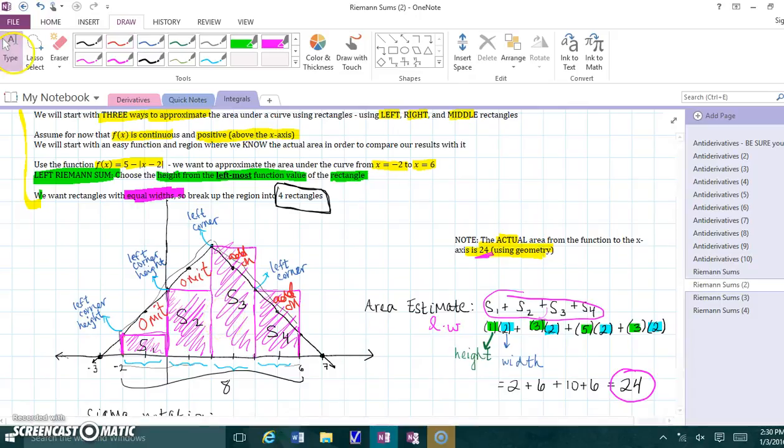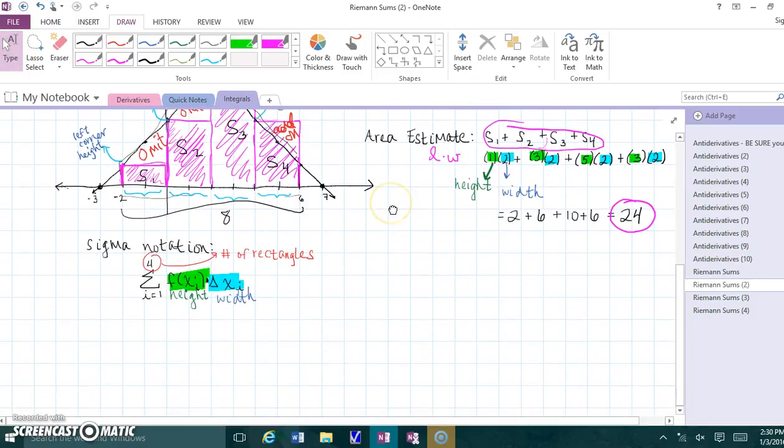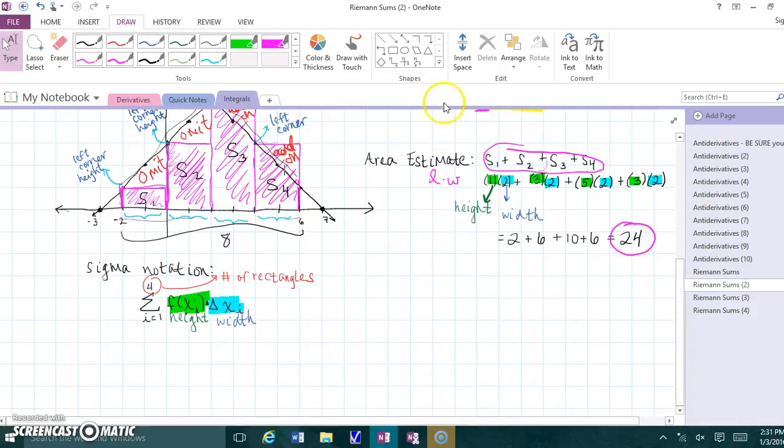Now let's do some sigma notation. So I want to write this, adding these 4 things together with sigma notation. So you're going to need your sigma symbol. And our i's start at 1 and end at 4. So rectangle number 1 up to rectangle number 4. The upper limit of summation is always the number of rectangles you have. And I'm doing height times width.